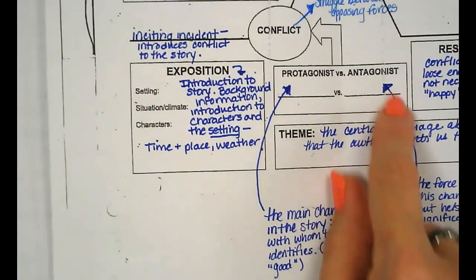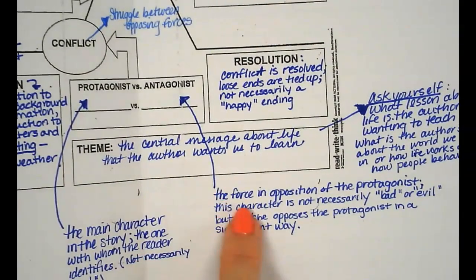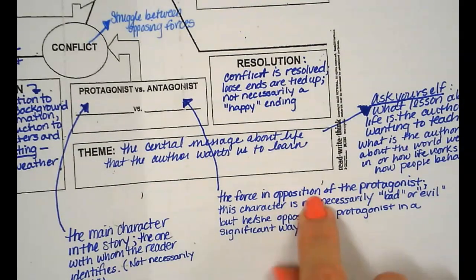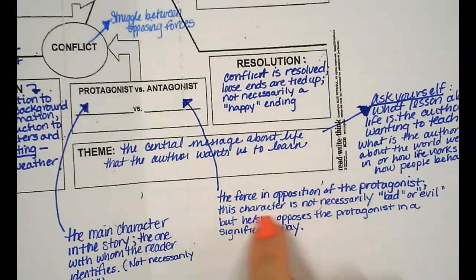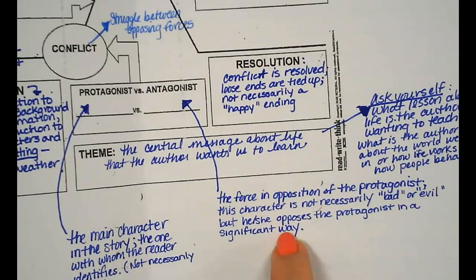And then we have the antagonist, and the definition is down here. This is the force in opposition of the protagonist. This character is not necessarily bad or evil, but he or she opposes the protagonist in a significant way. In other words, they are against the protagonist. Not a bad guy, just against or opposing the protagonist.